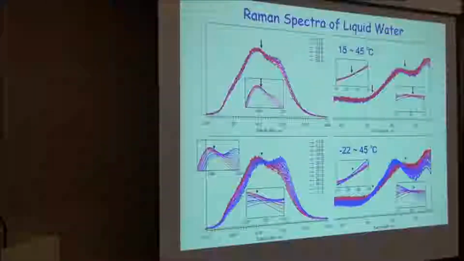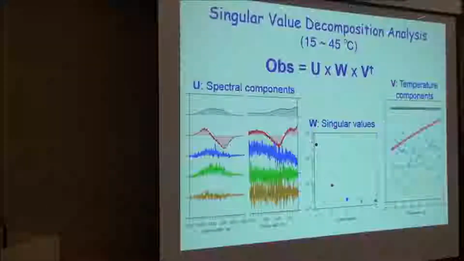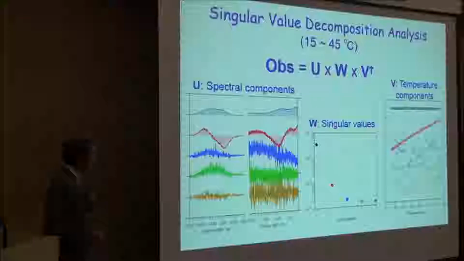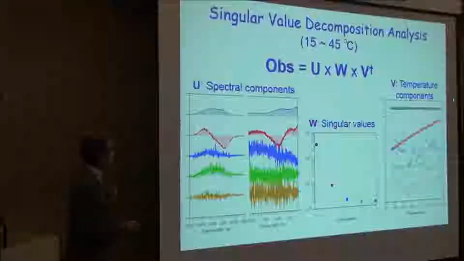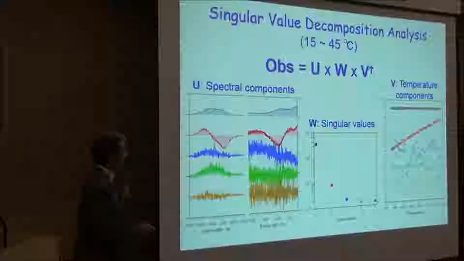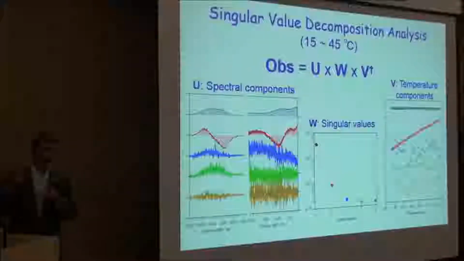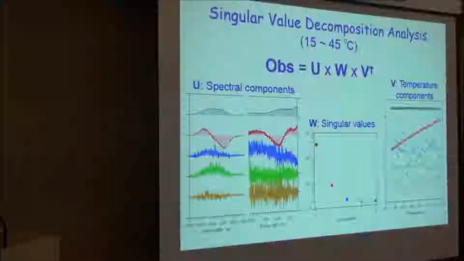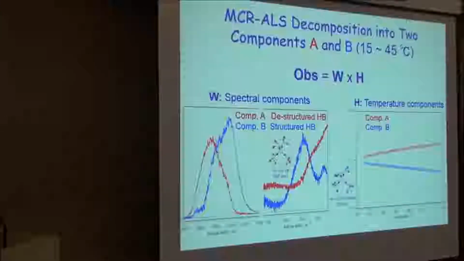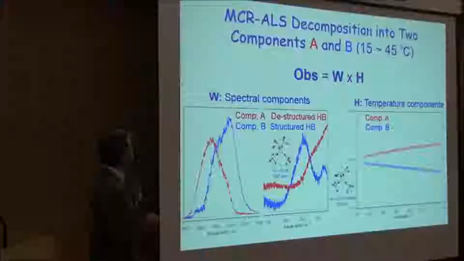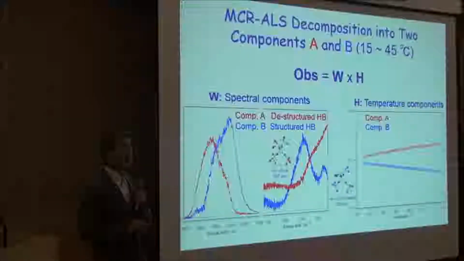We first concentrate on the temperature region where we know that the system is a two-component system. Then we do this singular value decomposition. Here are the singular values: the first, the second, and the following ones are very close to noise. This is the temperature dependence; one is a constant temperature dependence like that. So we see that these two components are the principal components of the system. Then we do the MCR analysis, and this is the result. We have two components, which I call A and B, in the temperature range 15 to 45 degrees.